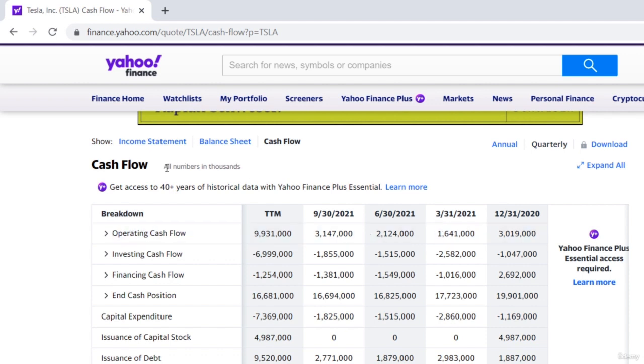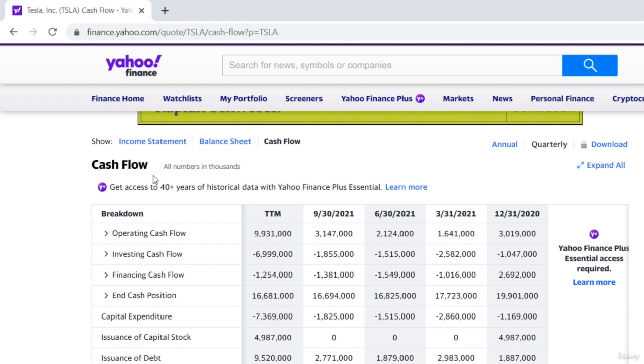One quick thing too, all the numbers are in thousands. So if we look at this 9,931,000, that's not 9,900,000 or so. That is actually adding on a comma and 3 more zeros. So it's in thousands. So that is 9.9 billion, 9,931,000,000. This would be 3,147,000,000 and so on. So just remember it's in thousands.